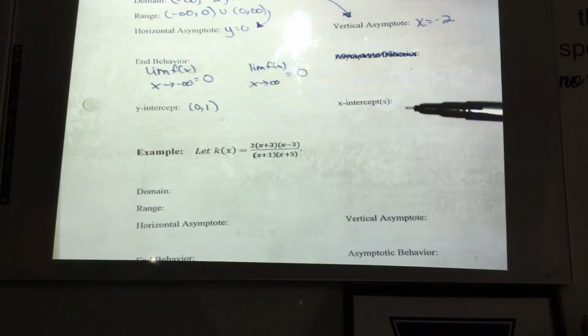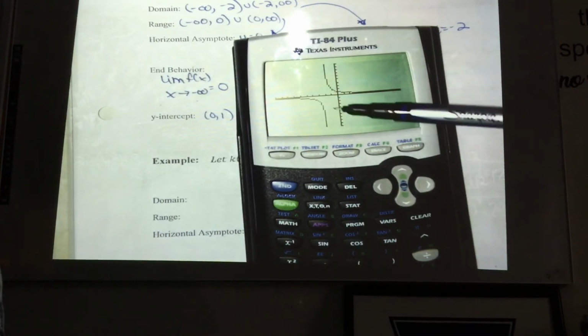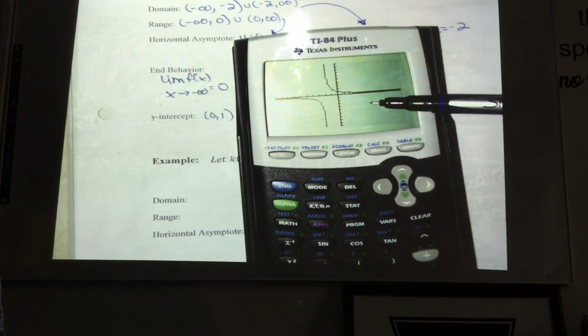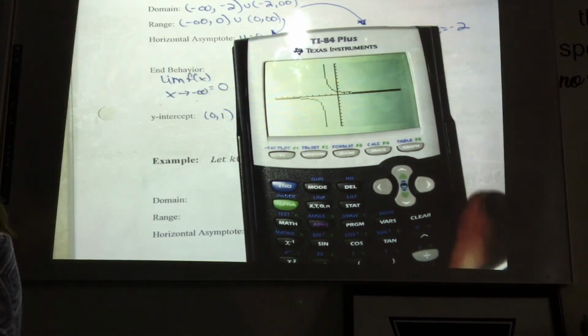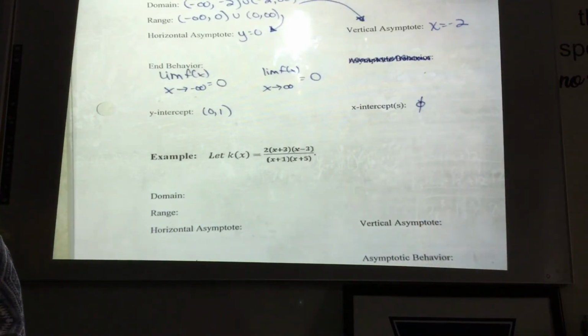Then my x-intercept, I'm not as sure on. Let me go back to my graph. But wait a second. How come I know that there's not an x-intercept? Because I have a horizontal asymptote there, absolutely. So there is no x-intercept on that at all.